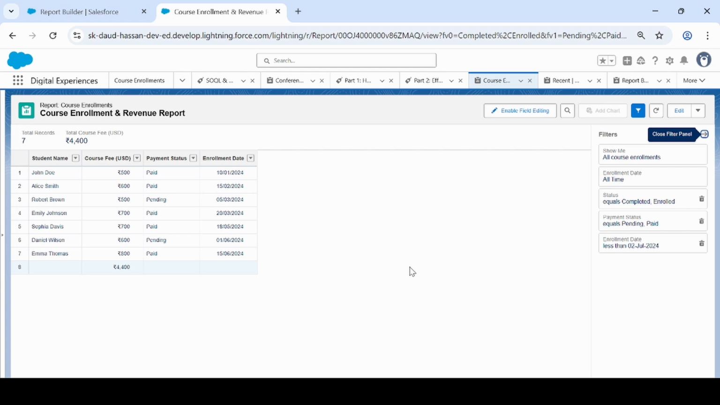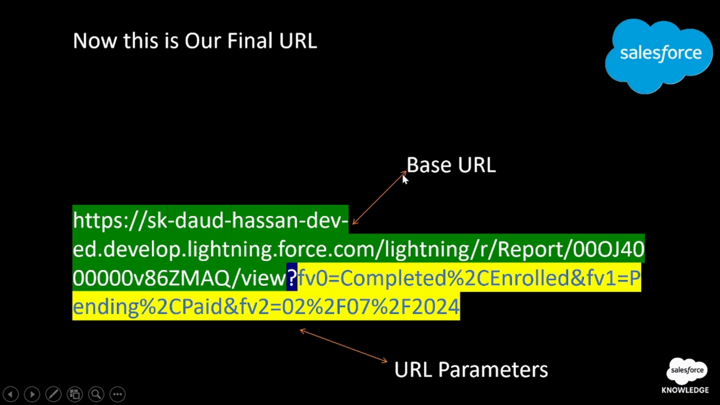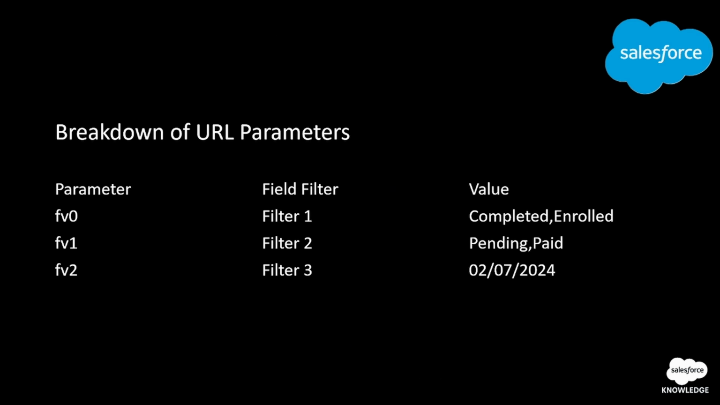So now this is our final URL, where you can see before the question mark part is the base URL, and after the question mark part is the URL parameter. Here is the breakdown of URL parameters.